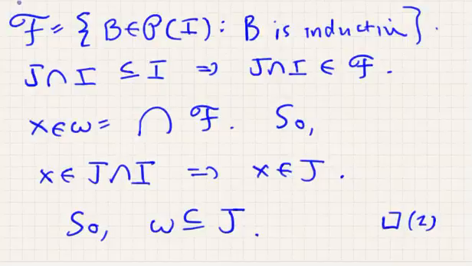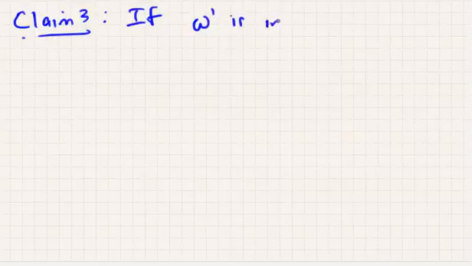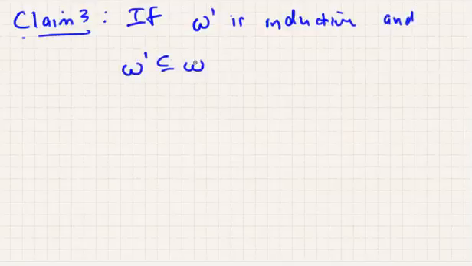The third step, we need to show that this set that we just defined, omega, is unique. So claim 3. If omega prime is inductive and omega prime is a subset of omega, then they're in fact equal to each other.